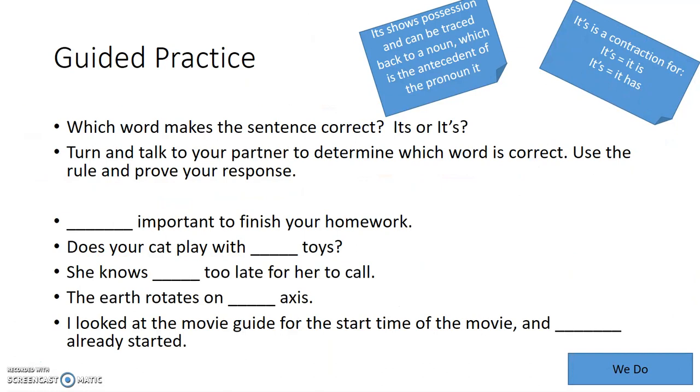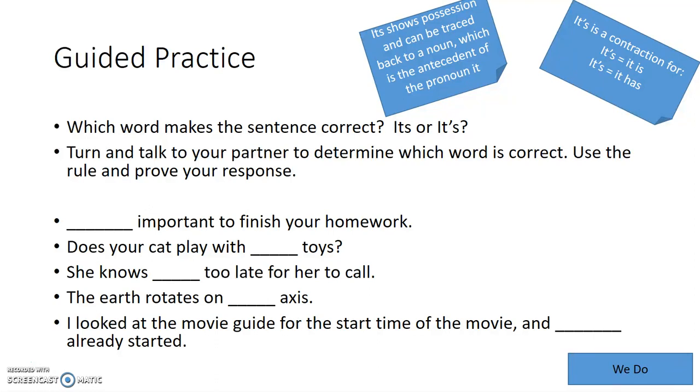All right, let's have a little bit of guided practice. Which word makes the sentence correct? ITS or IT apostrophe S? I want you to turn and talk to your partner to determine which word is correct. And you're going to use the rule and prove your response. Remember, it's either going to be a possession and it's not going to need an apostrophe, or it's going to be a contraction that stands for it is or it has, and it has to have an apostrophe.